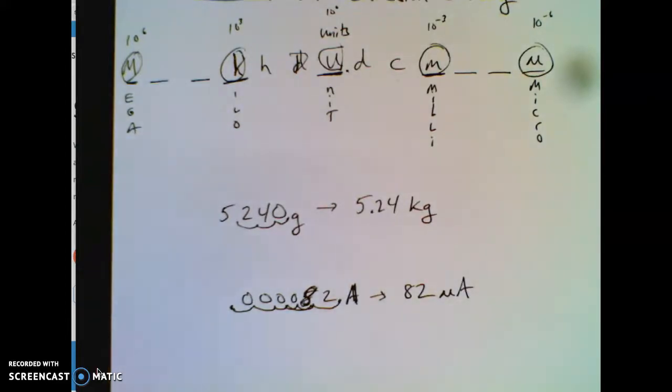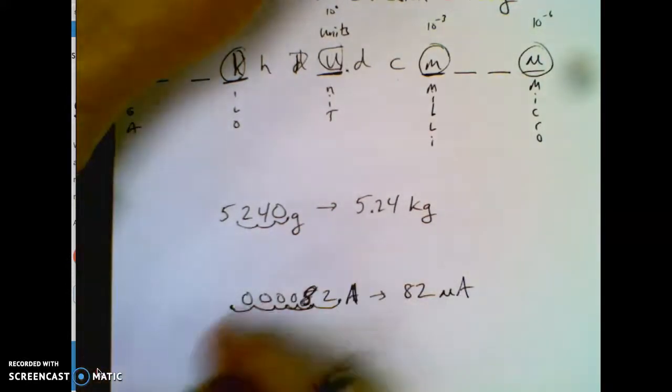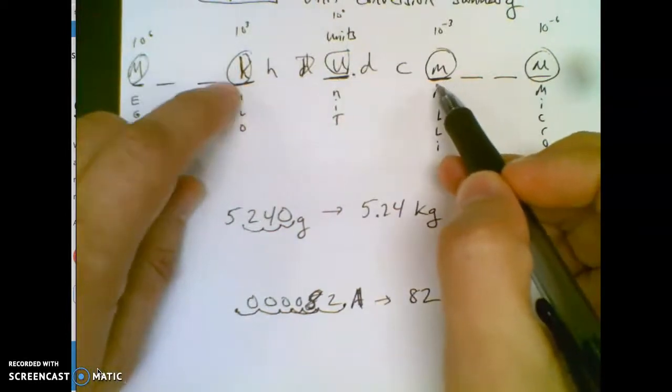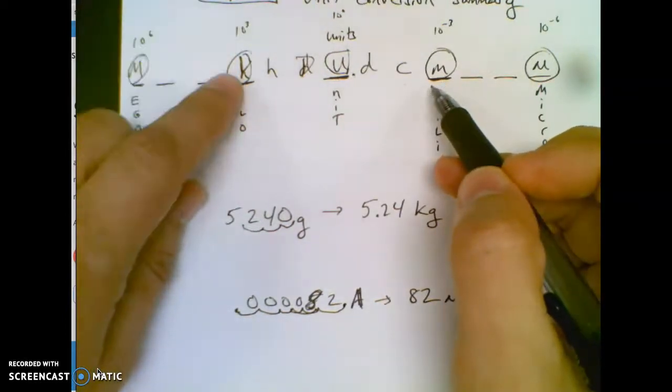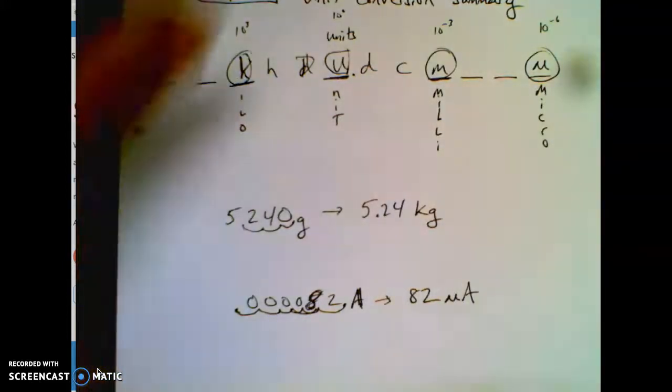So basically, you're either moving forward or back 3, or forward or back 6. If you're moving forward or back 3, you're landing on milli or kilo, depending if it's a small number or a big number. And if you're moving 6 either way, you've got a micro or a mega.